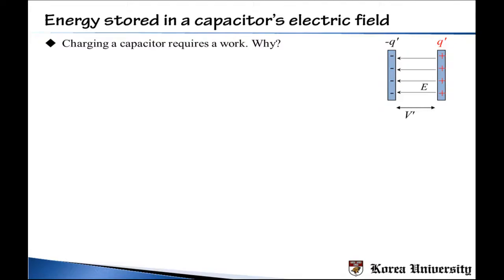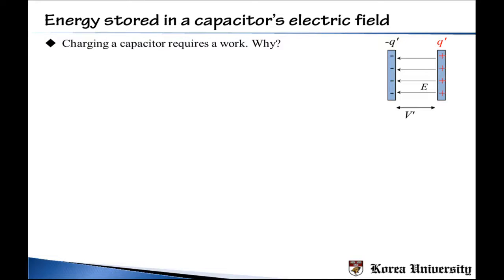Okay, so far we learned that capacitors store electric charges, but in this slide we will learn that in fact capacitors store electric fields. Now let me ask you a question. Suppose you try to charge a capacitor by increasing the amount of charge, and this process requires work. Can you explain why?